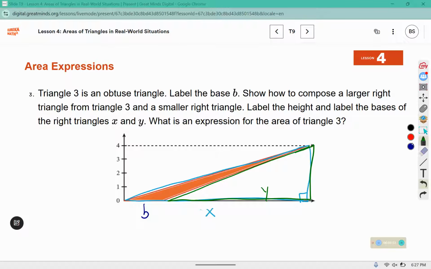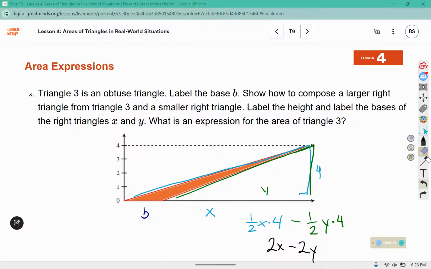The way that we would find the area of this is we would do half of the base times the height, which is 4, and then we would subtract, because this piece isn't actually part of that orange triangle, 1/2 times the base times the height. So this would be 2x, and half of 4 is 2, so minus 2y. But x minus y gives us the B. So it can still be written as 2 times B.